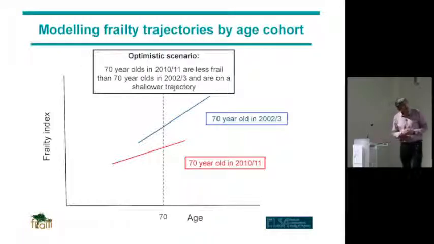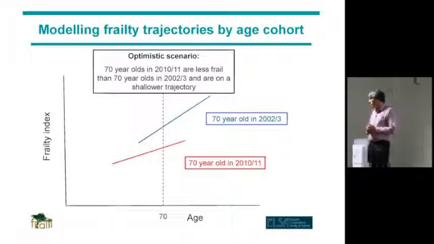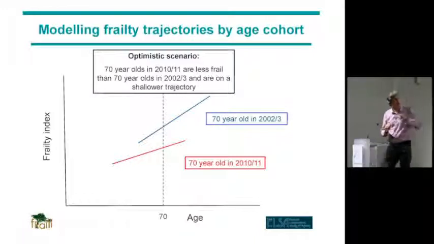In this example, we see marked compression of morbidity. So the red line is much lower than the blue line. So at the age 70, the levels of frailty are much lower for the younger cohort compared with the older cohort. And the slope of the line is different. So the growth of frailty within the younger cohort is lower.